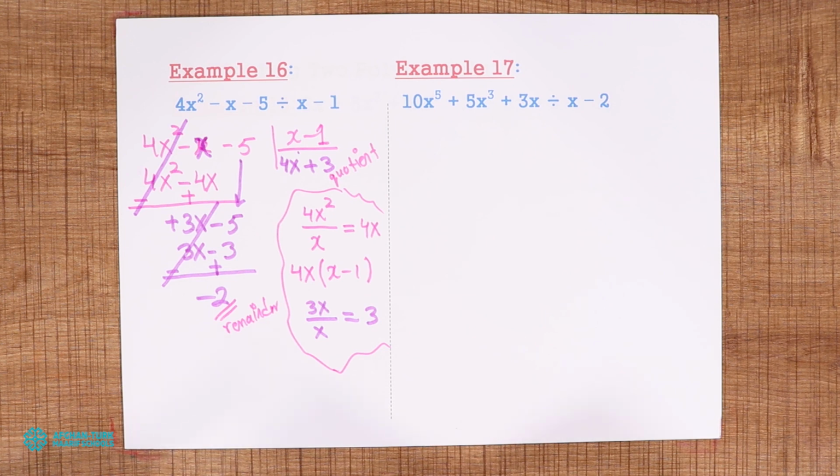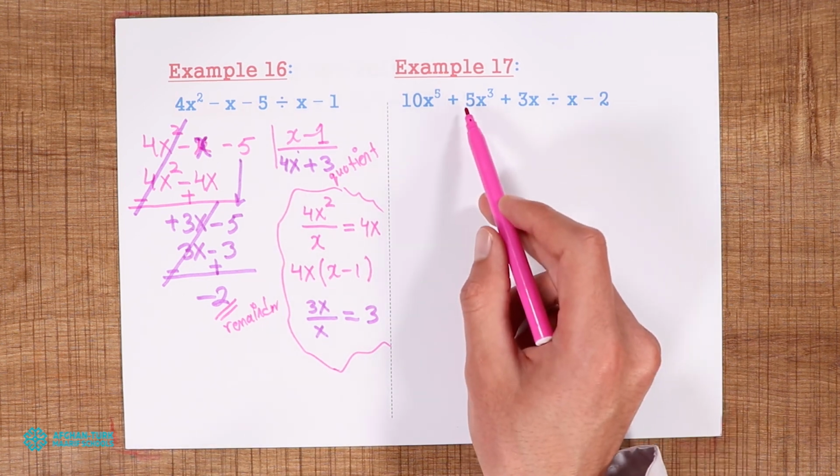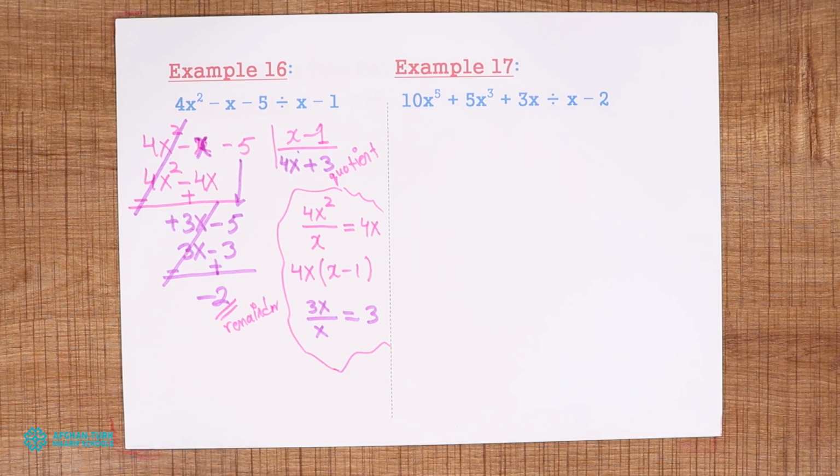For the second example, we have 10x to the power of 5 plus 5x to the power of 3 plus 3x divided by x minus 2. Let's solve it in the next video.